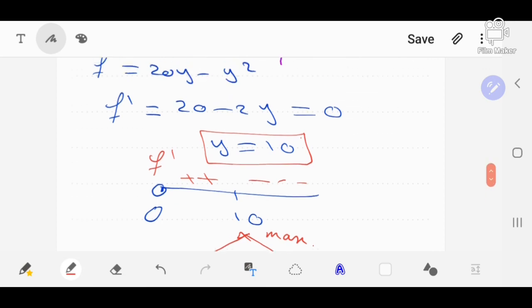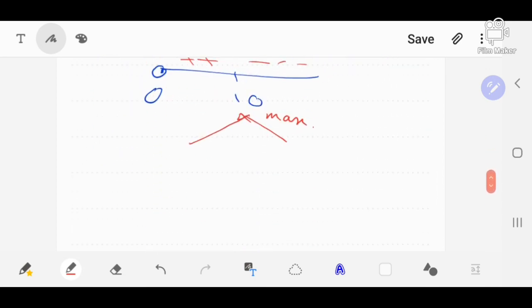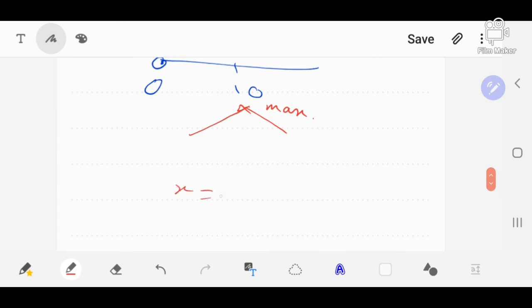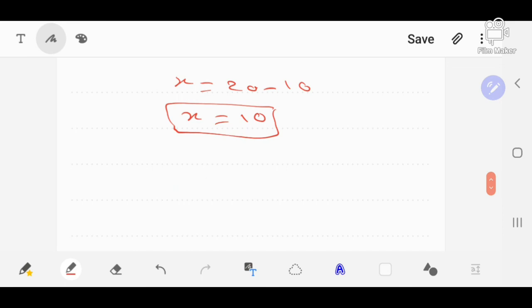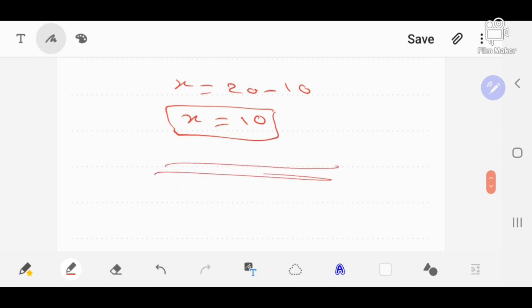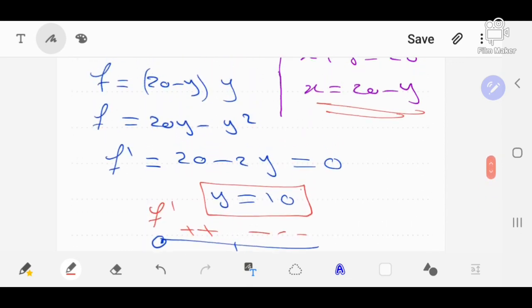What's the other number from here? X equals 20 minus 10, which means x equals 10. So the two numbers whose sum is 20 and whose product is maximum will be 10 and 10, such that the product is 100. Well, this is just to show you how to apply the steps. Of course, it's not the same all the time, so don't think that x and y will always be the same. It's only a coincidence in these two cases.